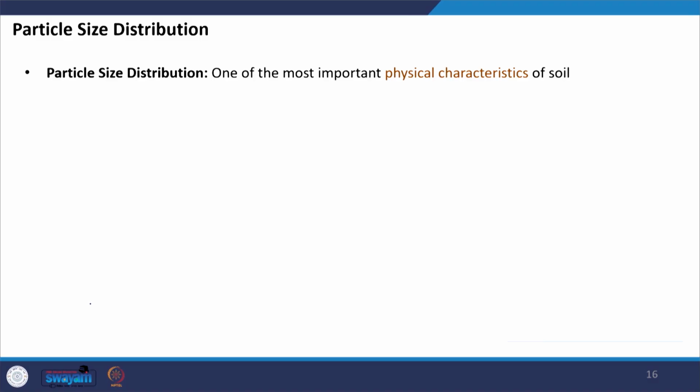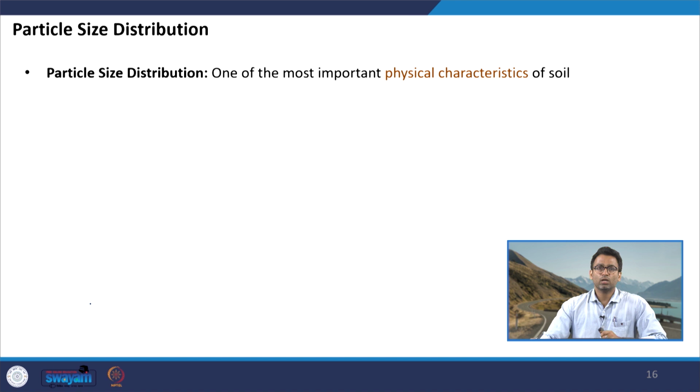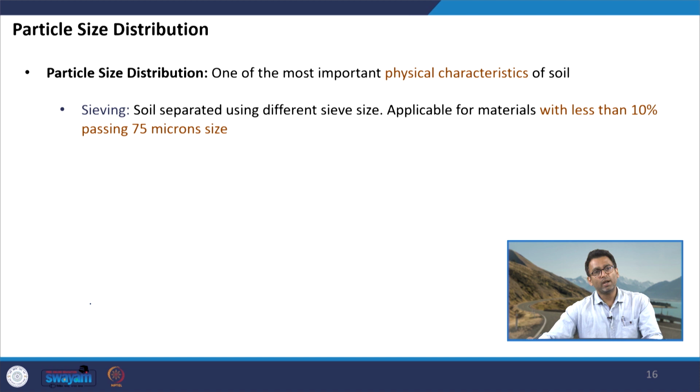Now let us start our discussion on particle size distribution. Particle size distribution is one of the most important physical characteristics of the soil, because the particle size distribution in any given soil mass gives us an indication about the strength characteristics and the functional characteristics of that soil mass. Particle size distribution can be determined through sieve analysis.